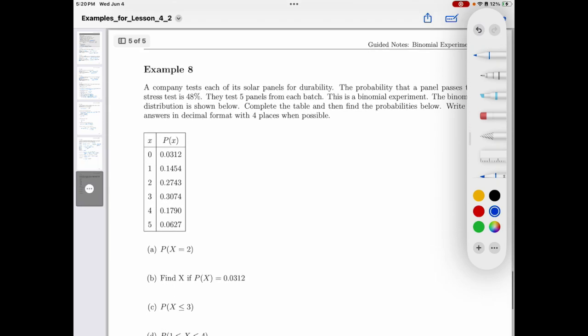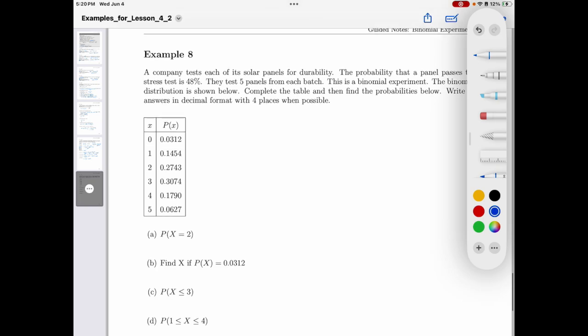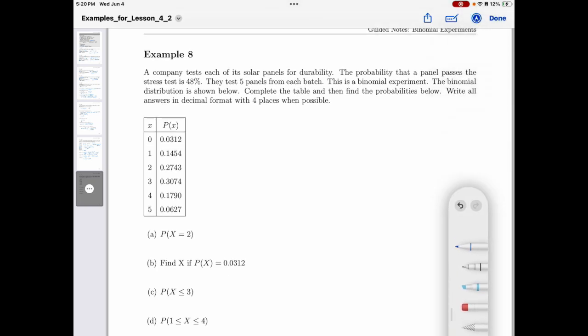All right, last example. It says a company tests each of its solar panels for durability. The probability that a panel passes the stress test is 48%. They test 5 panels from each batch. This is a binomial experiment. The binomial distribution is shown below. Complete the table and then find the probabilities below. Write all the answers in decimal format with 4 places when possible.